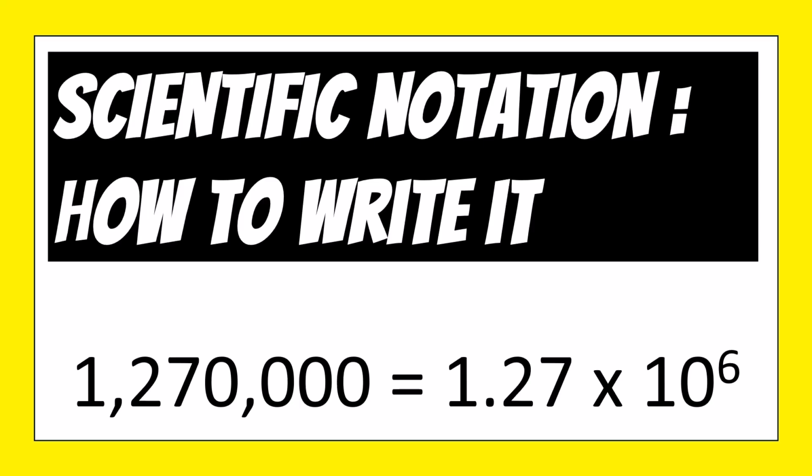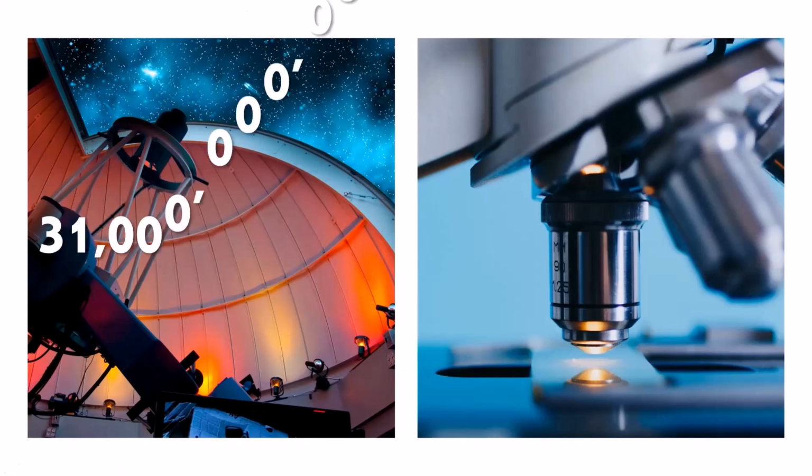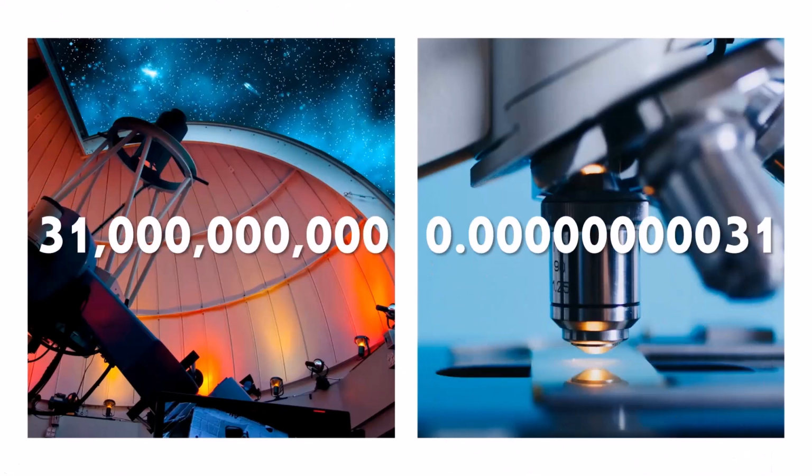Today we're going to learn how to write in scientific notation, which looks like this right here. We use scientific notation when we want to talk about numbers that are really, really big or really, really small, and they have a lot of zeros in them, and we don't want to write all those zeros.